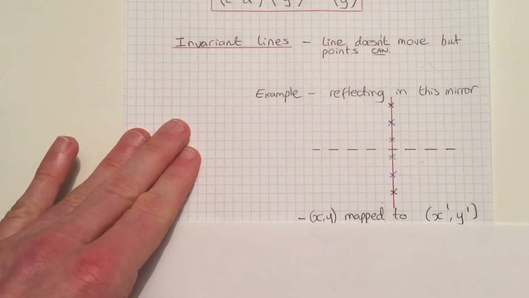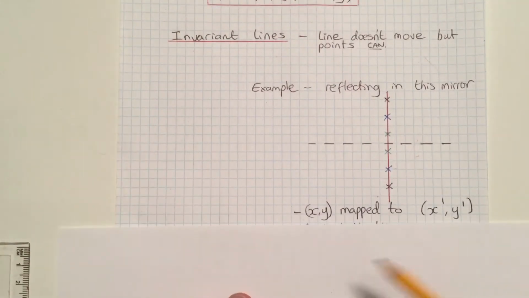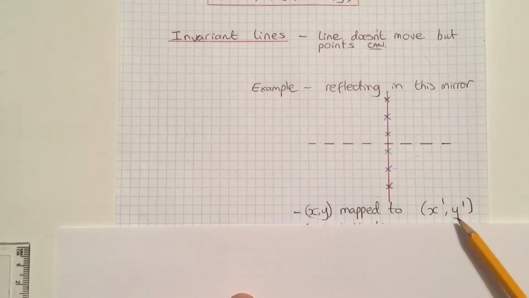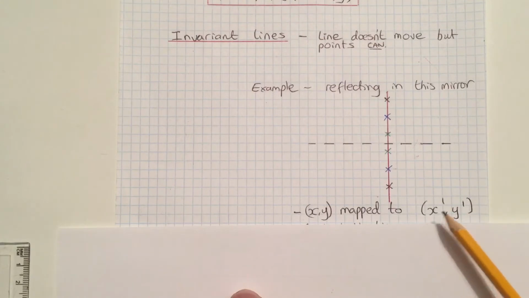So if the points move, then we can say that xy gets mapped to x dash y dash. It gets moved to a different coordinate. All the dash means, remember, is the image coordinates. So these are the new coordinates.